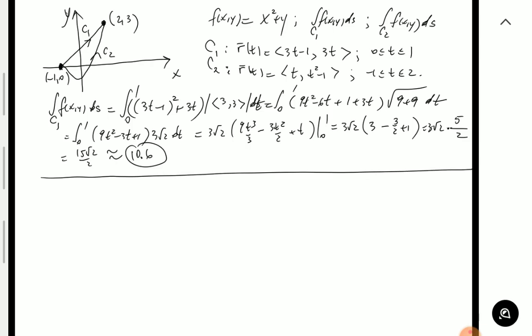Okay, you should pause me probably and do these examples on your own and then check just for practice. Let's do the other one. Same function again. Keep in mind, same function, same initial and final points, but a different path altogether.